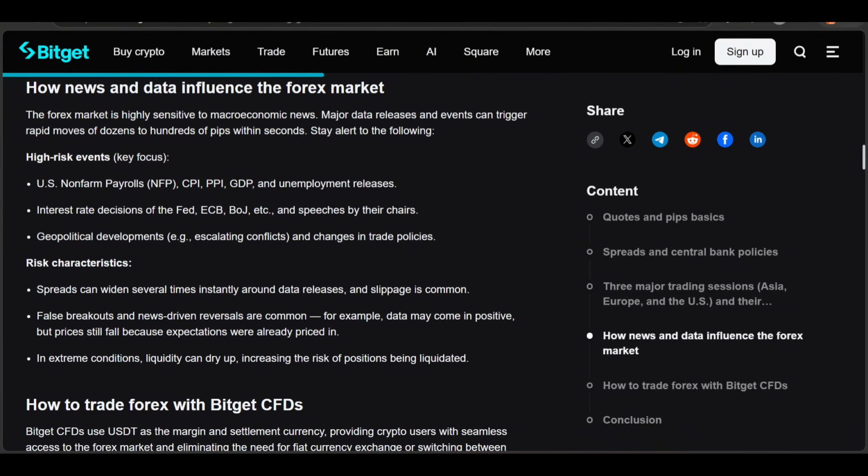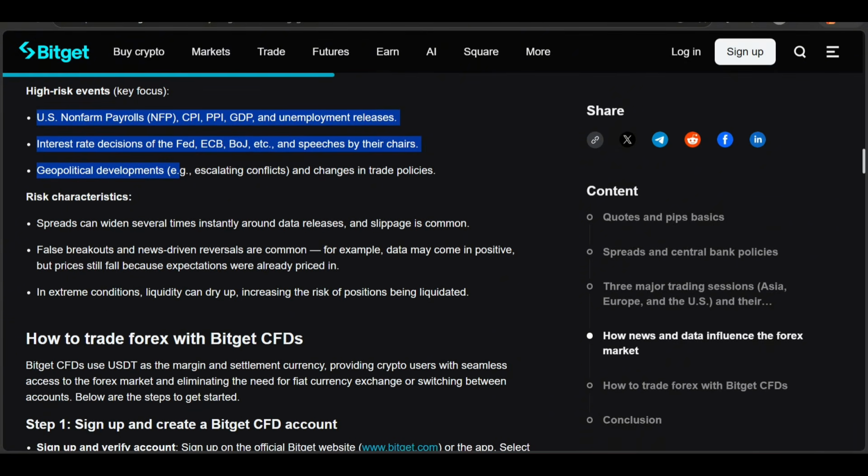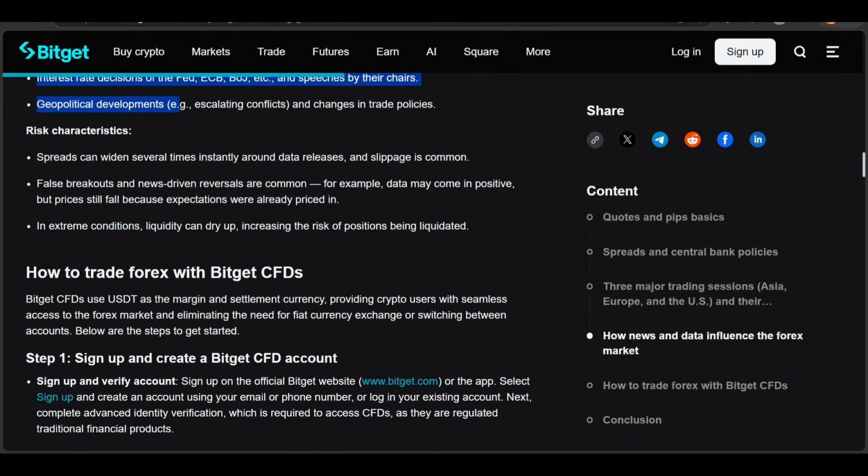The forex market is highly sensitive to macroeconomic news. Major data releases can trigger rapid moves of dozens or hundreds of pips within seconds. Stay alert for the following: high-impact events such as US non-farm payrolls, interest rate decisions of the Fed, geopolitical developments and other risk events. Spreads can be widened several times steadily around the data release, and slippage and false breakouts are common. In extreme conditions, liquidity can dry up, increasing the risk of the position being liquidated.